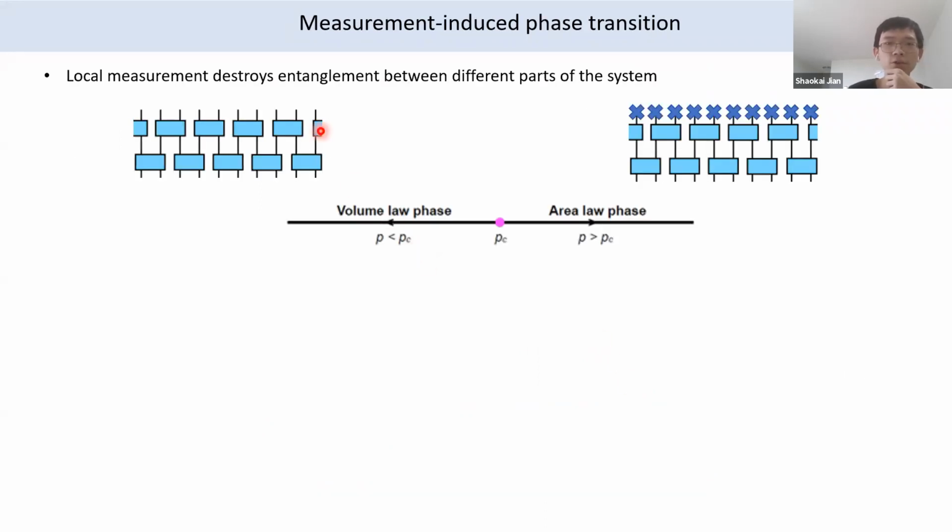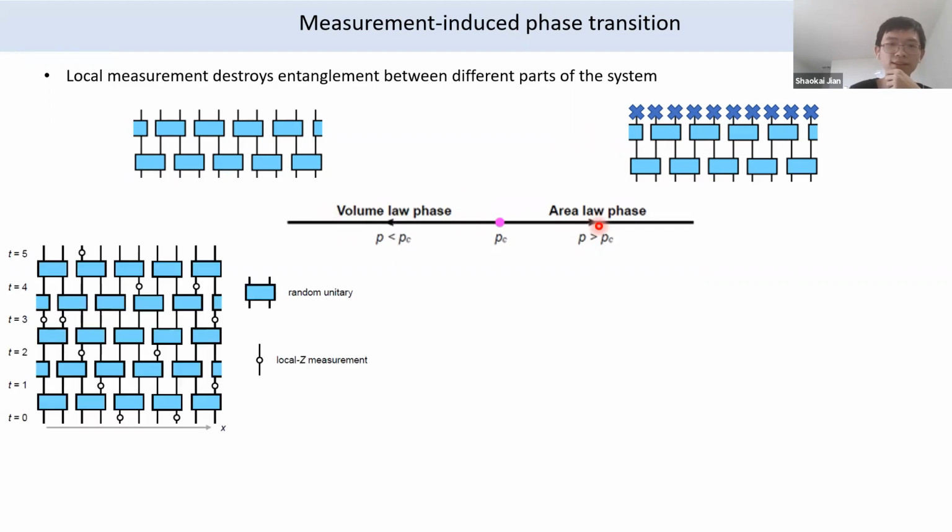Another consequence of measurement is that local measurement destroys entanglement between different parts of the system. Say we have a chaotic circuit that can generate a volume law phase. Imagine we implement a projective measurement on all qubits, then the state collapses into a product state. There will be no entanglement between different parts. So one would expect a transition, as a function of the probability of making the measurement, from volume law to area law. And this is indeed the case.